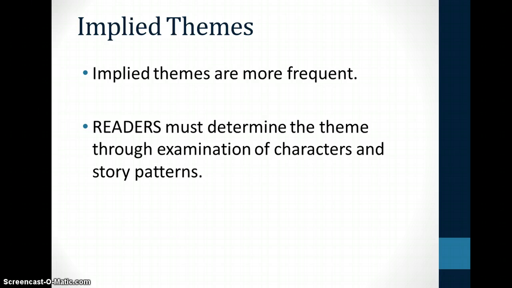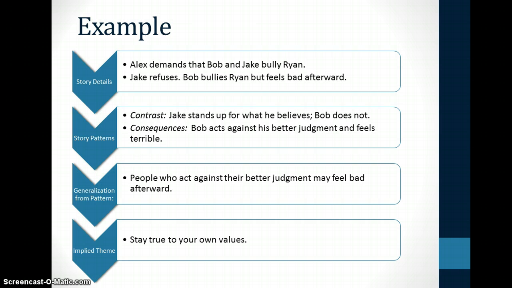You're very rarely going to read a story, whether it's a fiction story or a nonfiction piece of literature, where you are going to be told directly what the theme is. Most often, 99% of the time, you are going to have to figure out the theme. Readers must determine the theme through the examination of characters and story patterns. So let's look at an example. Here are some story details.